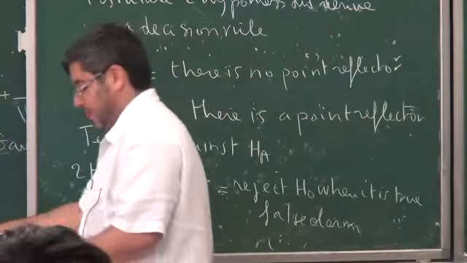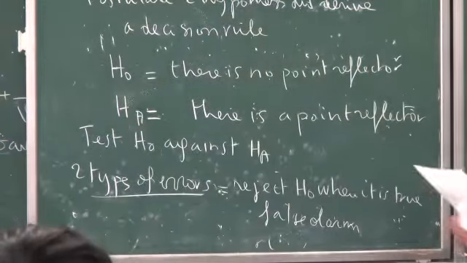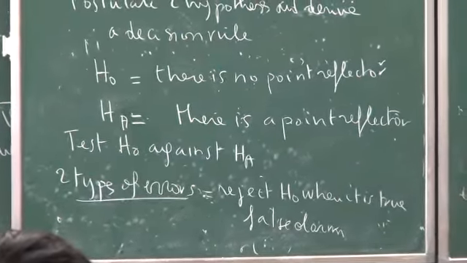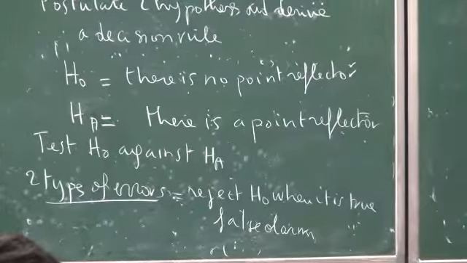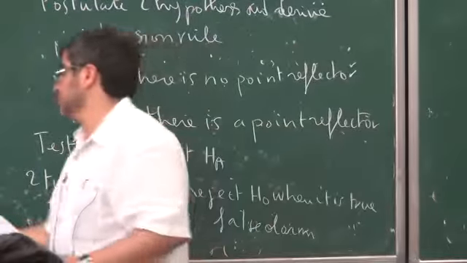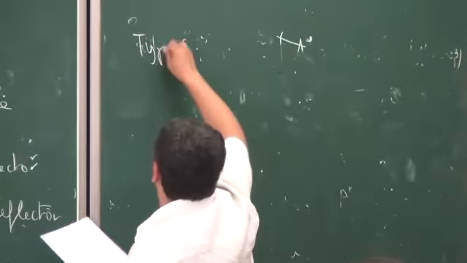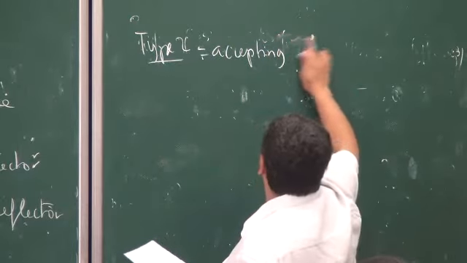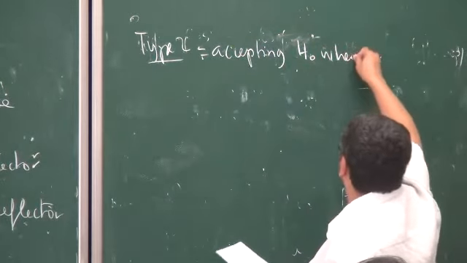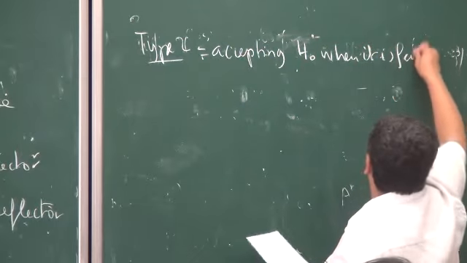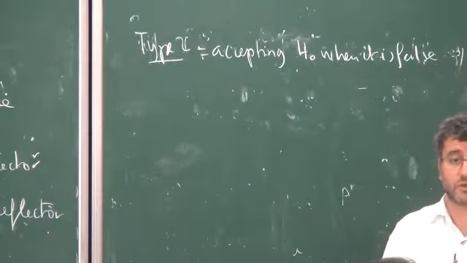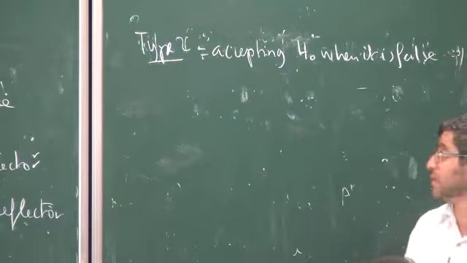So type 2: accepting H0 when it's false. Accepting H0 when it's false means what? We say that there is no inclusion when there is an inclusion. There is a target. This could be more critical.